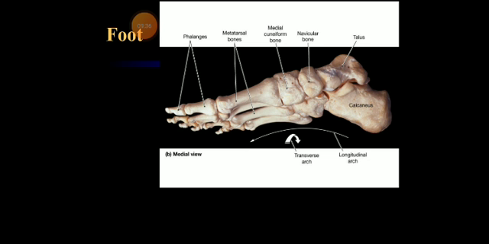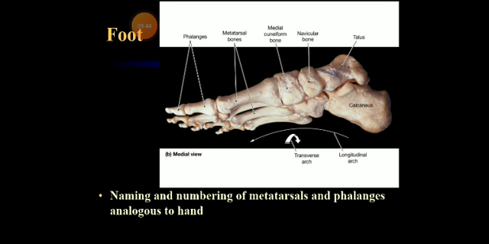Now it shows the medial view, where we see a transverse arch and a longitudinal arch. Naming and numbering of the metatarsals and phalanges is analogous to the hand. Now we see the hallux has only 2 phalanges.